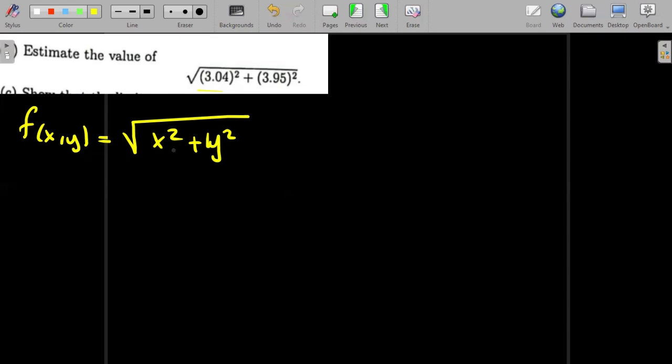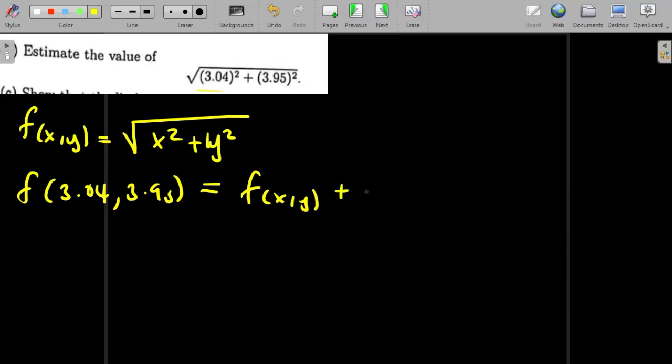So now, in general, if you have these points, let's say we are calling those points 3.04 and 3.95, where the first is for x and the other one is for y. Now, in order for us to compute this, we have to find f(x, y).